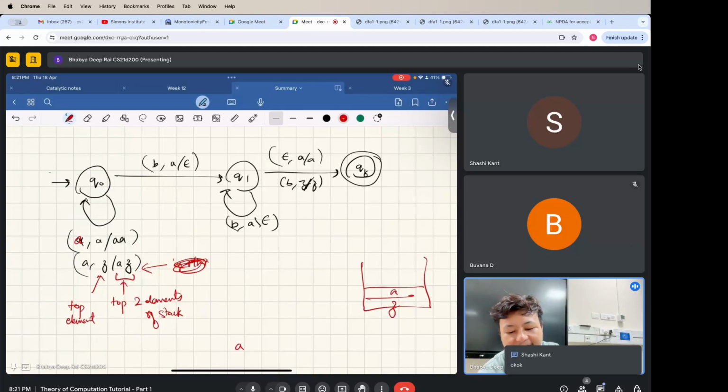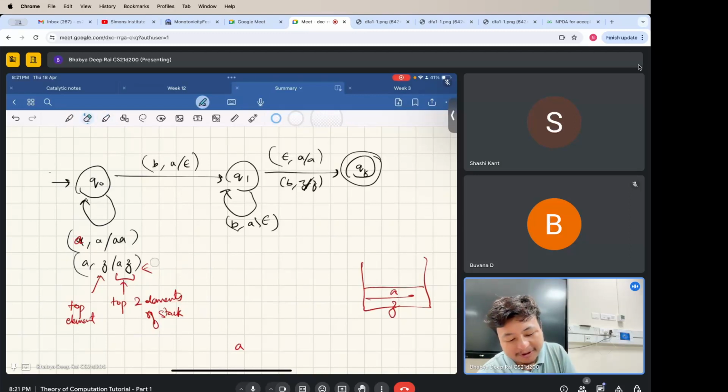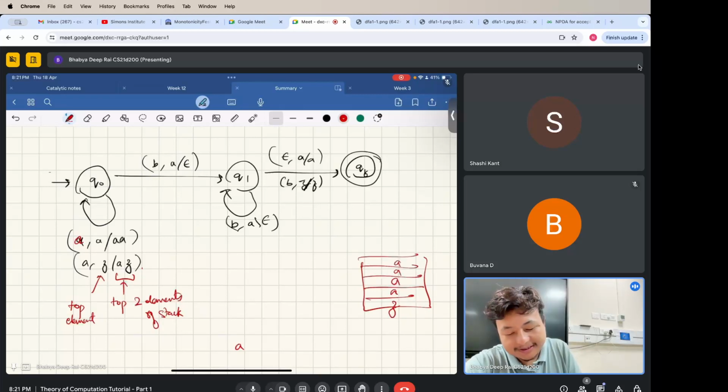You can also view it as popping what is on the top and pushing what was on the top as well as something else. Z was on the top before. Now we are popping Z and pushing Z and A. Next we have an A at the top, and it says if you see an A, push A again, and keep pushing until you see a B.